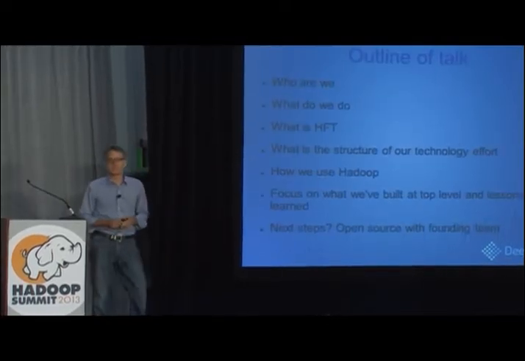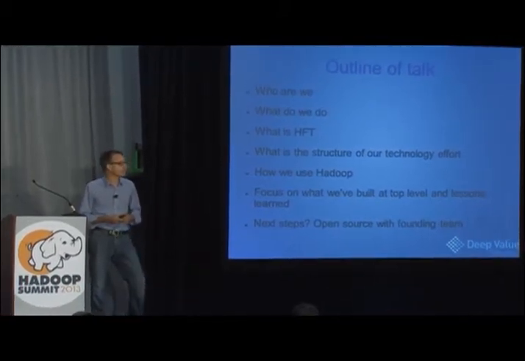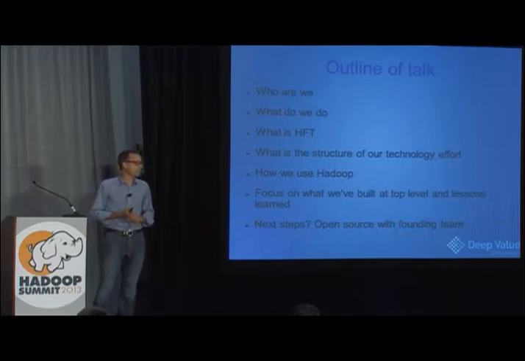So I wanted to give you an overview of what I'm going to talk about. First, I'm going to talk about who we are, and then discuss what we do. A brief discussion about what high-frequency trading is, and what kind of technology we've built to enable us to do high-frequency trading, and what that technology looks like. And then I'm going to talk about how we use Hadoop along with our trading technology. I'm going to try and focus mainly on what we've built at a top level to give you some vocabulary and some appreciation of what a trading system looks like and what that ecology looks like.